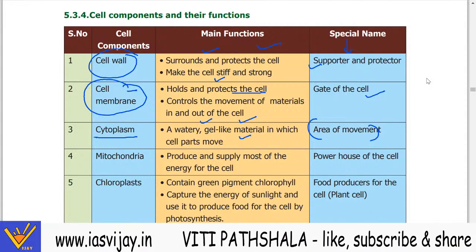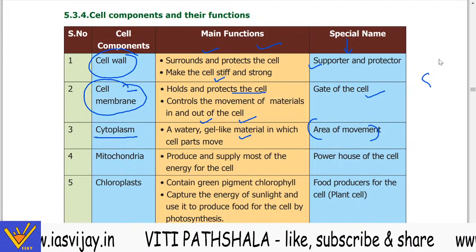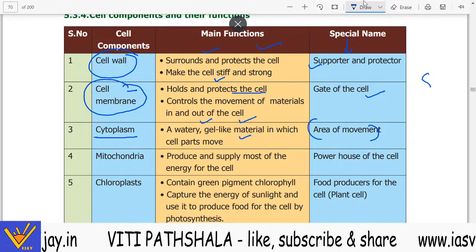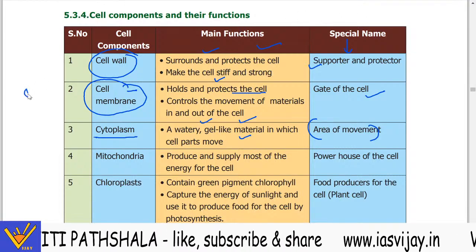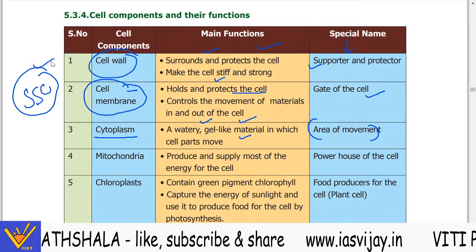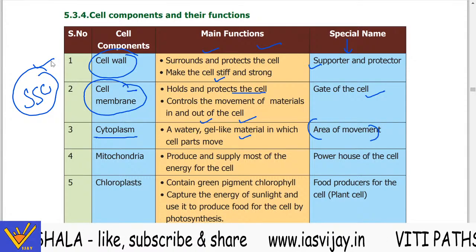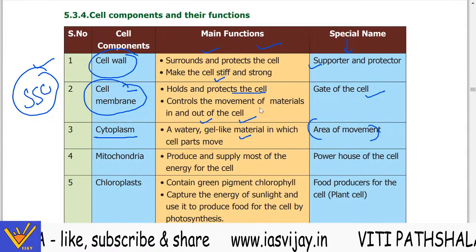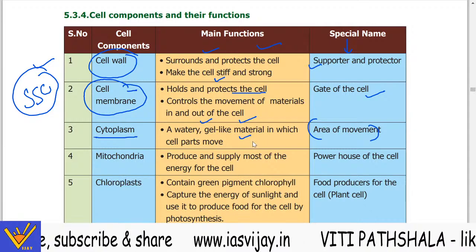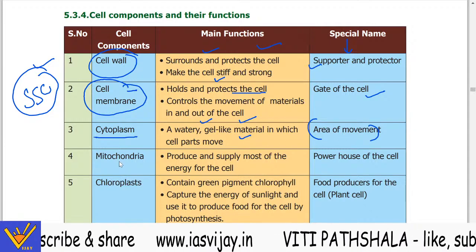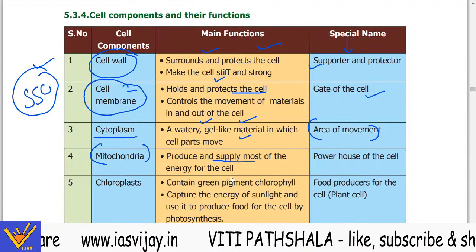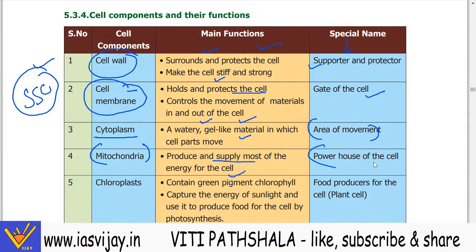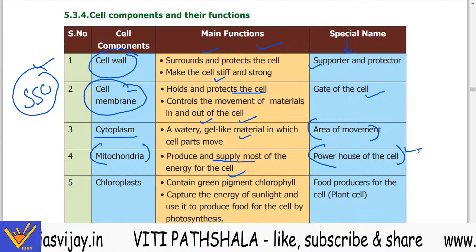This table is very important for the SSC exam. So if anyone is appearing for the SSC exam, then this is very good for that. Now cytoplasm is a watery, gel-like material in which the cell parts move; it is the area of movement. The mitochondria produce and supply most of the energy for the cell. It is the powerhouse of the cell.